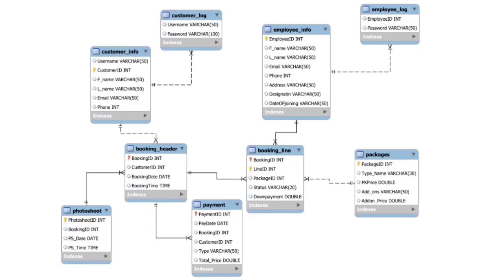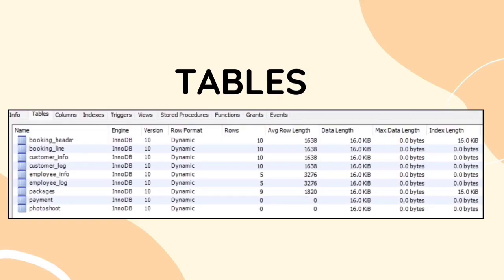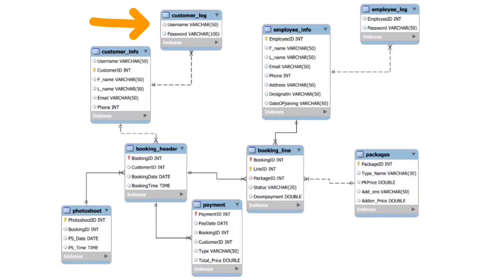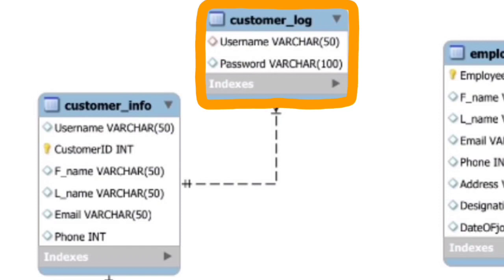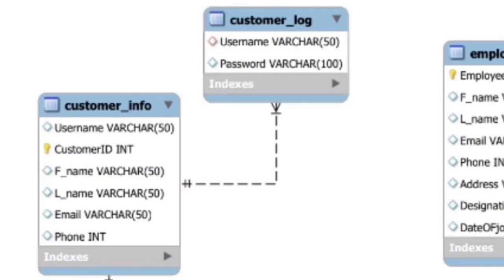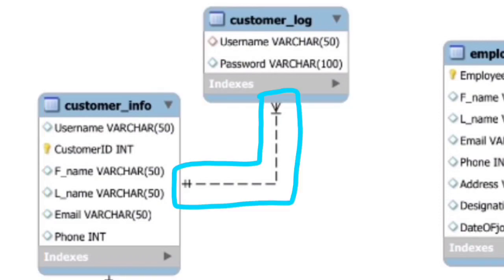It is shown here that we have a total of 9 entities or tables: customer log, customer info, booking header, booking line, packages, employee log, employee info, photoshoot, and payment. The customer log to customer info relationship is many to one. It's because multiple customer log entries can be associated with a single customer info. Many customer log entries, such as login records, can belong to one specific customer.